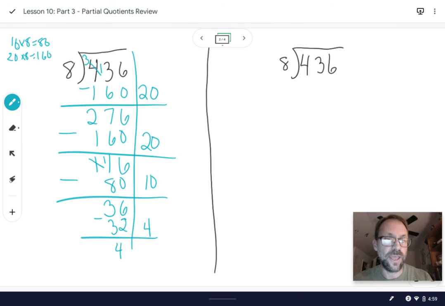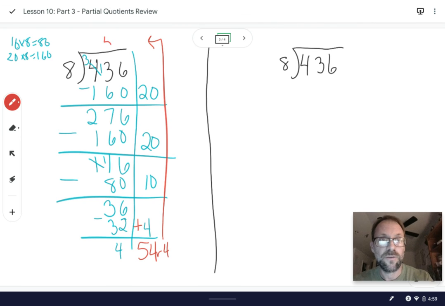So I would then add up. Oh, not add up, sorry. I would then add up my partial quotients. 20 plus 20 plus 10 is 50. Plus 4 more is 54, with a remainder of 4. And I would bring it up here, 54 with a remainder of 4.